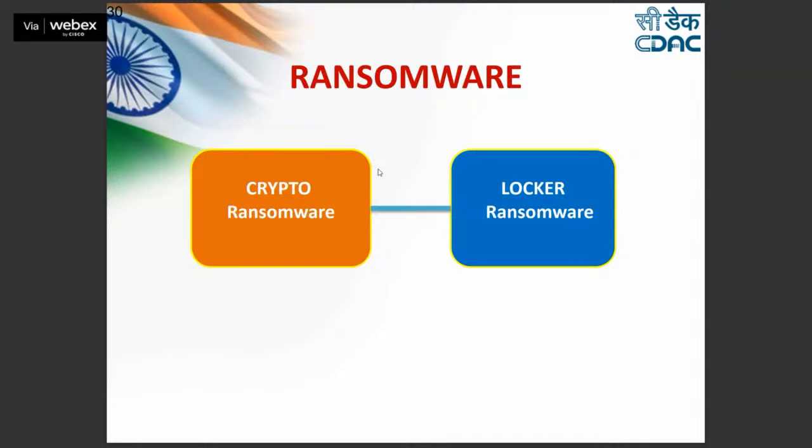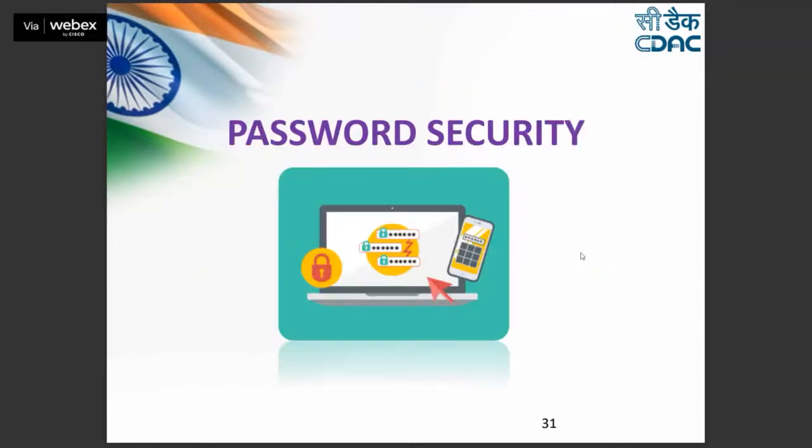There are two types of ransomware. The first one is crypto, the second one is locker. Crypto ransomware prevents access to personal files and data, and when you give the amount or ransom to the hacker, then you will be able to open your important files or data. So this is crypto ransomware. In the case of locker ransomware, your whole system will be locked, and the attacker will ask you for ransom, and when you give him the ransom, then he will provide you a key and open your system or device. So this is the difference between these two ransomwares.